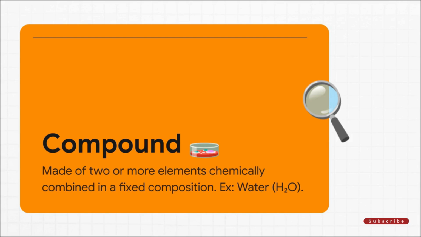And then you have compounds. This is what you get when different elements decide to team up and form something new. A compound is made of two or more elements that are chemically bonded together in a very specific, fixed recipe. That fixed recipe part is absolutely crucial. Water is always H2O, two hydrogens, one oxygen. That chemical bond creates a whole new substance with its own unique properties, completely different from the original elements.